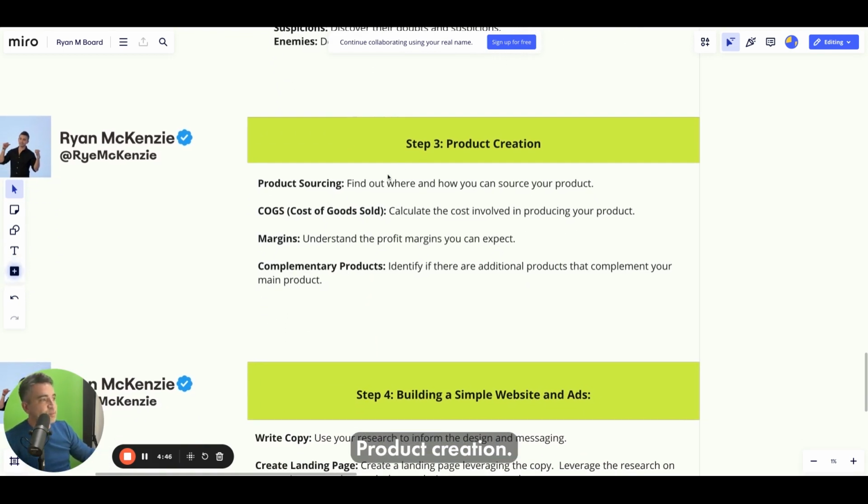The next step is product creation. The first thing is product sourcing. Where are you going to get this product from? Is it from China? Is it from North America? You need to figure that out because you also need to figure out your cost of goods sold.